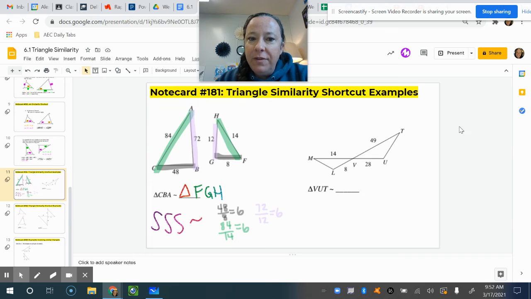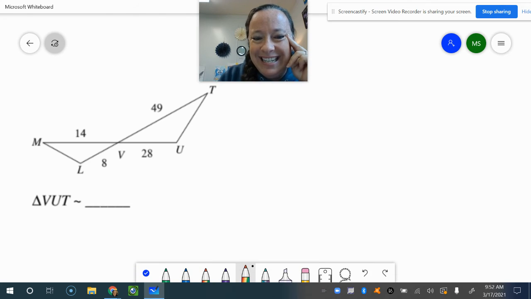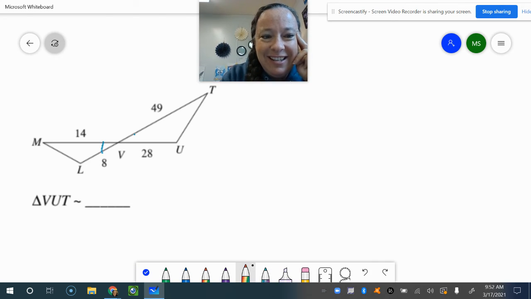All right, so what about this one on the right side? Let's think about what we're given. We've got two sides, and my only options are side, side, side similarity, side angle side similarity, and angle, angle. So what else do I see? Well, I see vertical angles, so I know that those two angles are congruent. So we're looking at a side angle side situation.